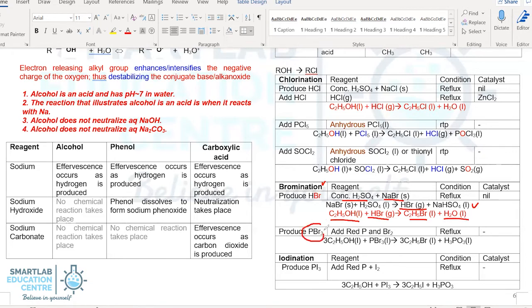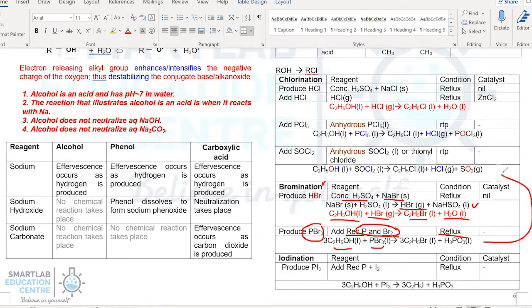Otherwise, you could use PBr3. PBr3 could be produced by reacting red phosphorus and bromine, and obviously heating it. In this reaction, they will produce the PBr3 in situ, and the PBr3 that's produced will then react with your ethanol. Take note that the equations are quite different from the earlier example that we covered, as the byproduct that's produced is your H3PO3, and bromoalkane is produced.